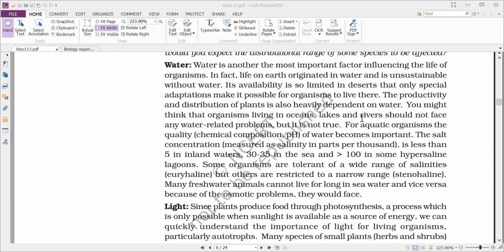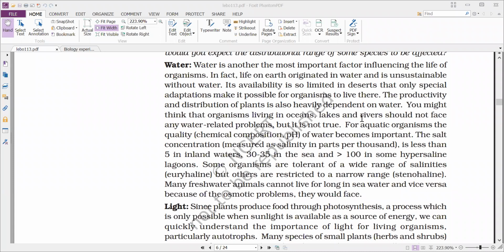Inland water means fresh water: rivers, streams, canals, ponds. These are considered inland waters because they are covered on all sides by the land. That's why we are calling them inland waters. Rivers, streams, canals, lakes, ponds all come under inland waters, which are the fresh water.